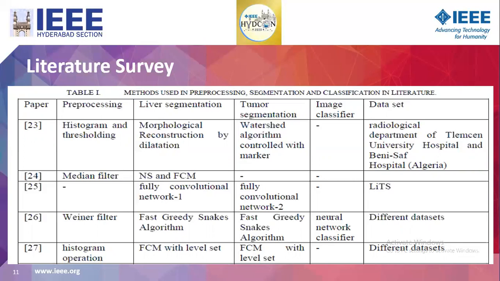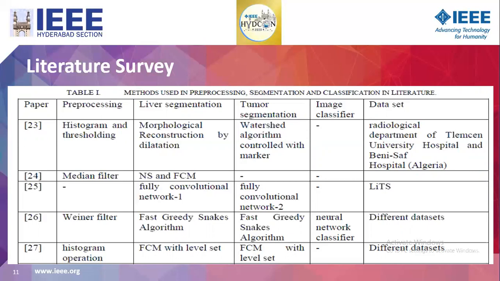In paper 24, median filter is used for pre-processing and NS and FCM is used for liver segmentation. In paper 25, fully convolutional networks are used for liver segmentation and another fully convolutional network is used for tumor segmentation. Here the input images are taken from the LITS dataset.